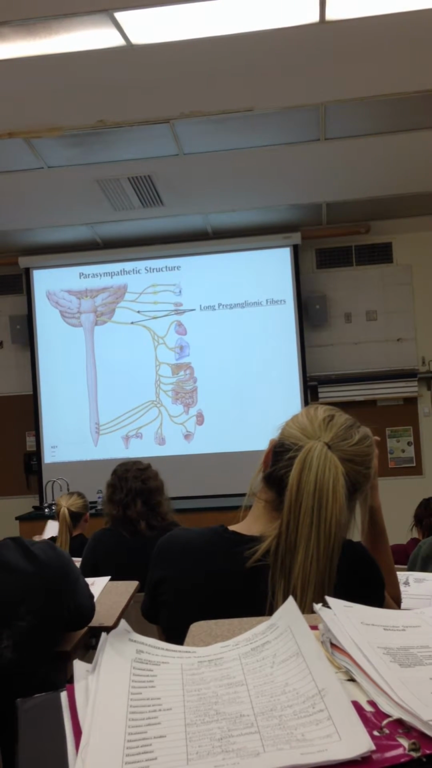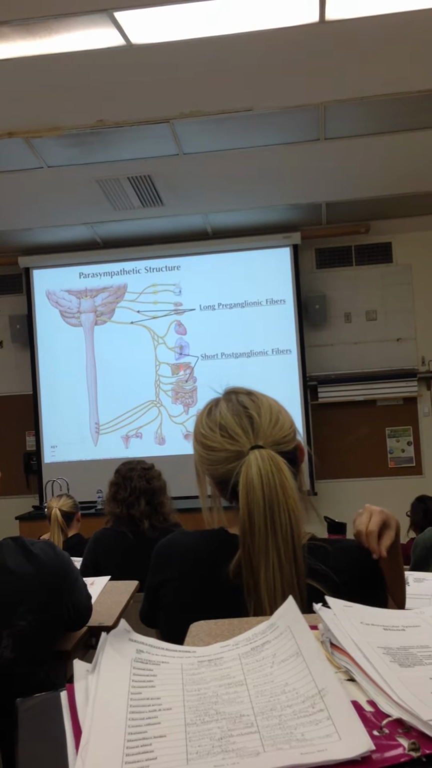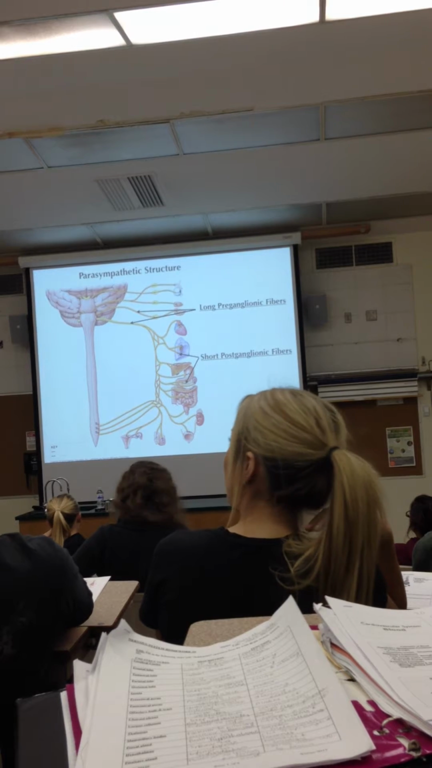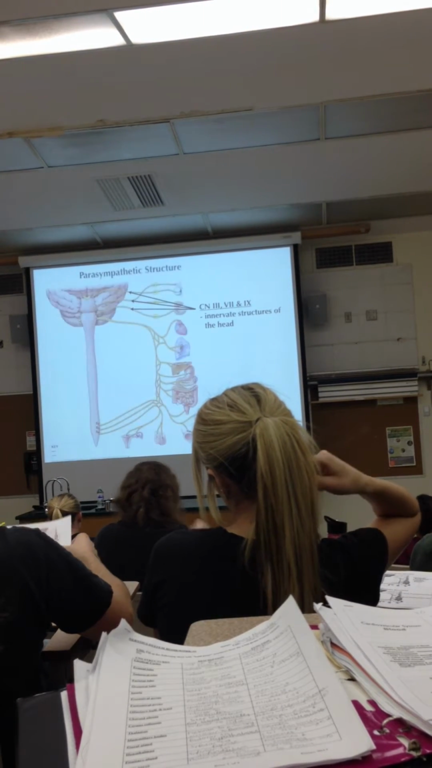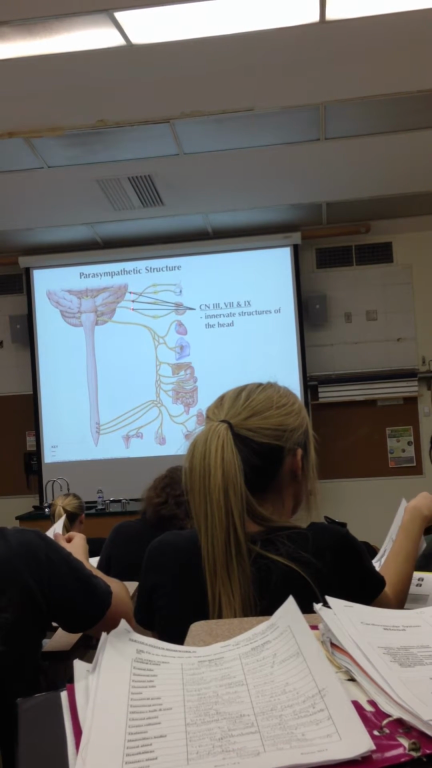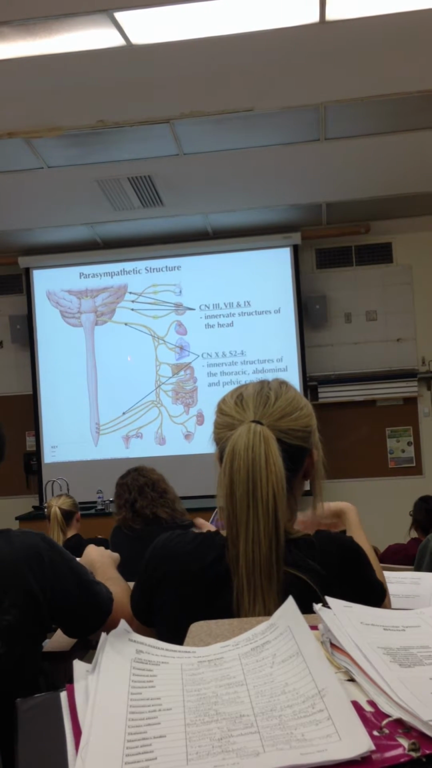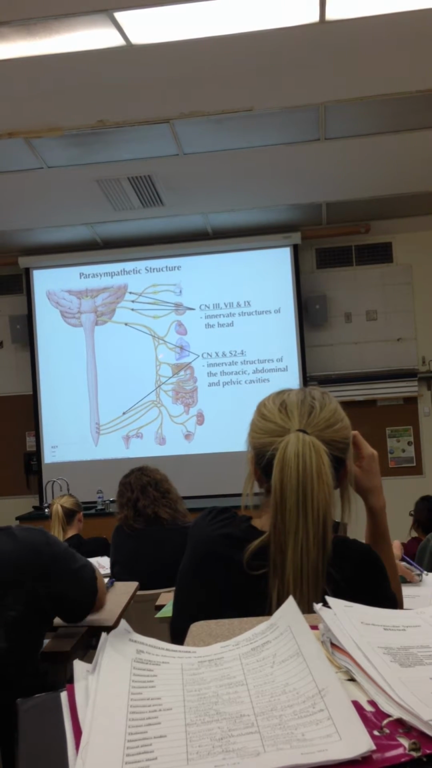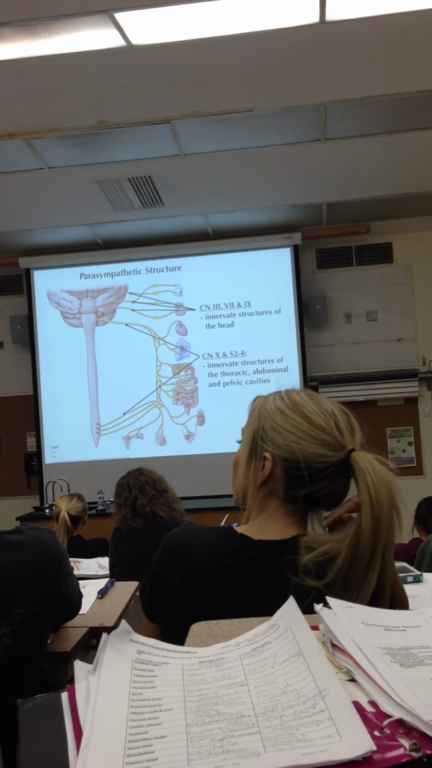And here's the long preganglionic. See how long it is? And the postganglionic, very short. Opposite of sympathetic. These are getting things in the head and neck region, 3, 7, and 9. And the vagus nerve is getting all this stuff, along with S2, 3, and 4, these pelvic areas.